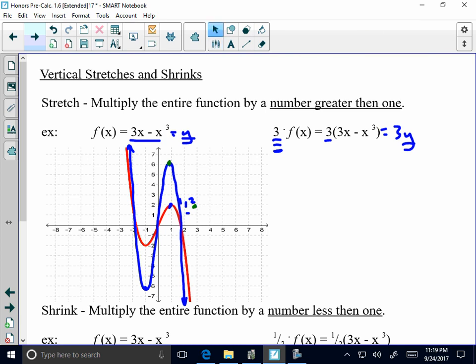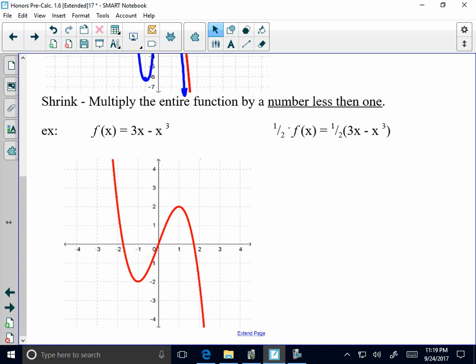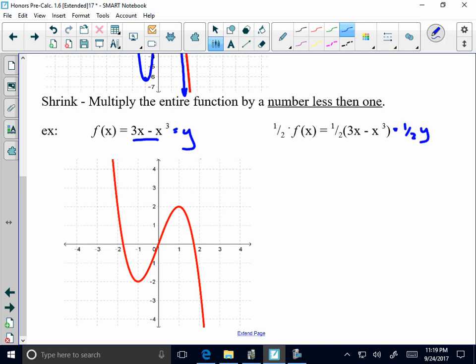Okay, so a vertical shrink happens when we multiply our entire function by a number less than 1. Again, if we think about the equation of the function really being the y values, we multiply those y values by 1/2 here. And essentially what we're seeing is all of those function values, the y values of the function, are then cut in half, and we get what we call a vertical shrink.